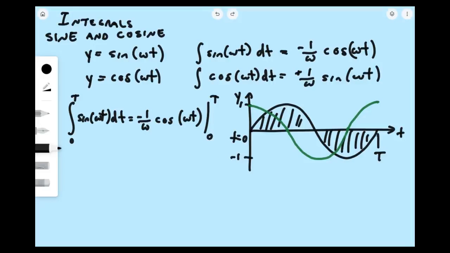Let's try an integral from t equals 0 to 1/2 the period, capital T divided by 2. Now we're only looking at the area under this part of the sine curve. My limits now are 0 and capital T divided by 2. Nothing about the indefinite integral changes. It's just where we evaluate it.